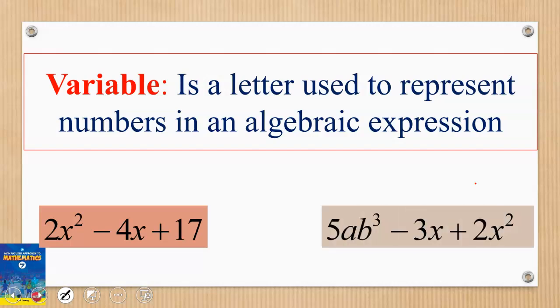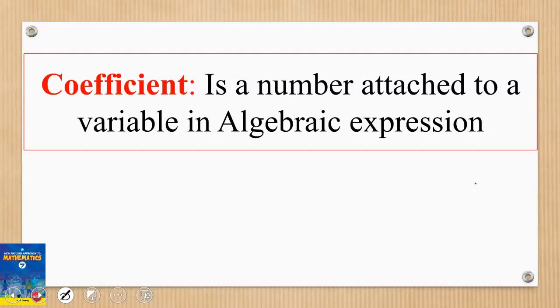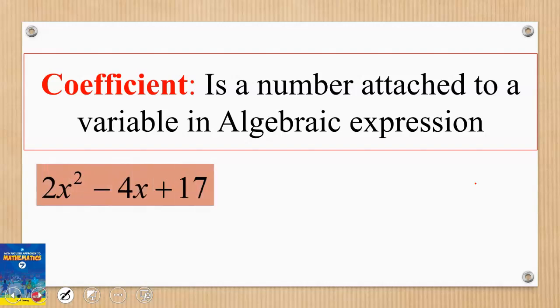Again, if I have 5ab cubed minus 3x plus 2x squared, it means I'm using ab to represent something, and I'm using x to represent something. That is what you call variable. Now, there's another word we call coefficient, and it's the number attached to a variable in algebraic expressions. For example, if I say 2x squared minus 4x plus 17, here the 2 is called the coefficient of the x squared. Here the negative 4 is the coefficient of the x.